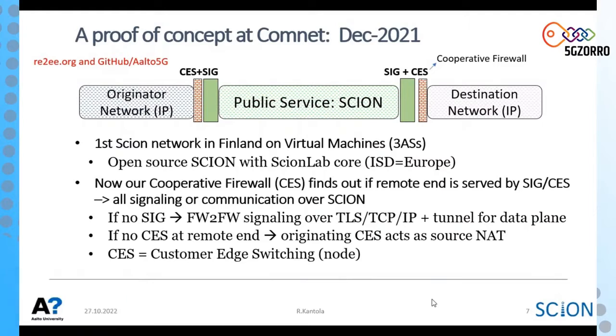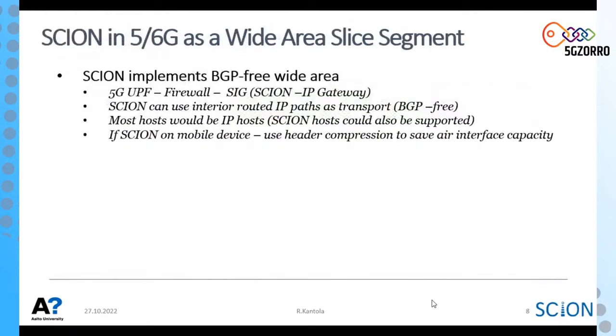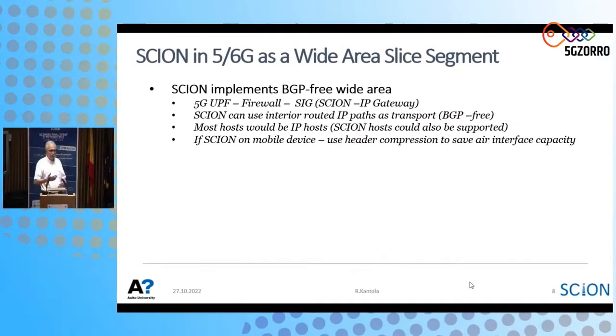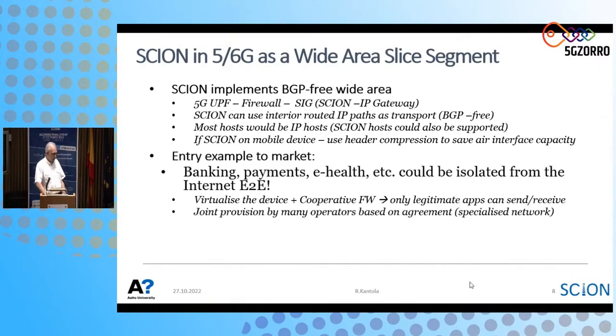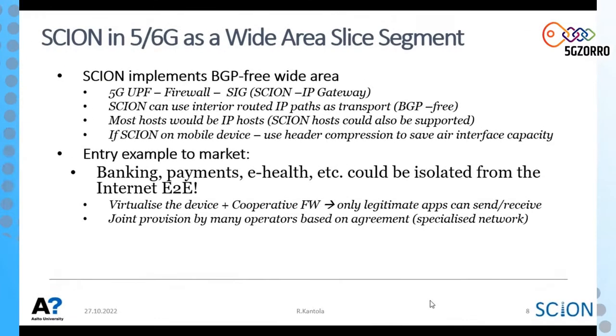Of course, alternative scenarios also need to be supported at the same time, where the public service would be based on IP. That should also be possible, or MPLS. How this then fits with 5G, 6G: we can put this SCION thing into one wide area slice segment, or many slice segments for different use cases.